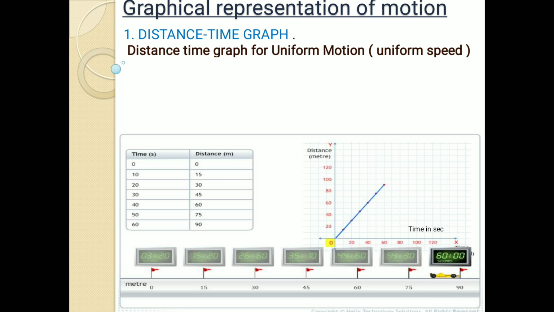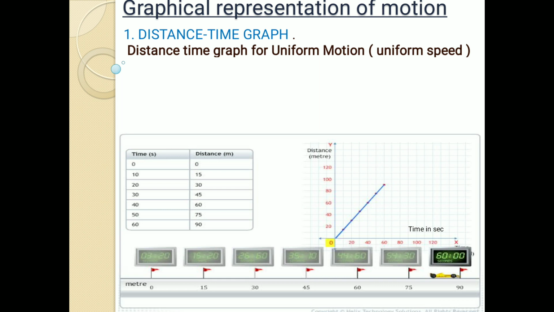So why we have to mention time on the x-axis and distance on the y-axis? Because in every graph in physics, the x-axis is always the independent quantity. So we have to mention only the independent quantity on the x-axis. On the y-axis we have to mention the dependent quantity. What is the meaning of dependent quantity and independent quantity?